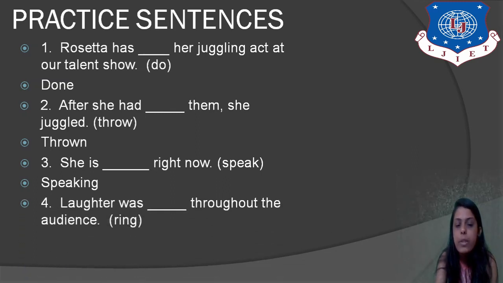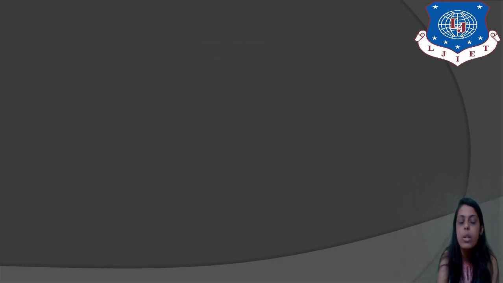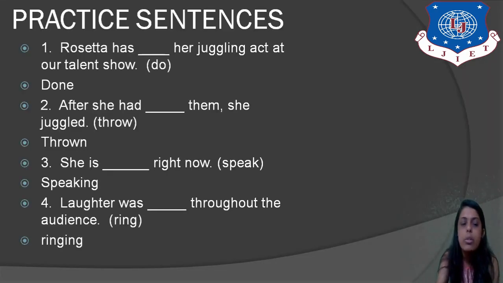Fourth, laughter was dashed throughout the audience. They have utilized was plus the verb, laughter was ringing throughout the audience. They have utilized ing and was before the word. Then which tense will be there? Right? If you are able to identify in these four sentences which tenses are utilized, then you are good to go.